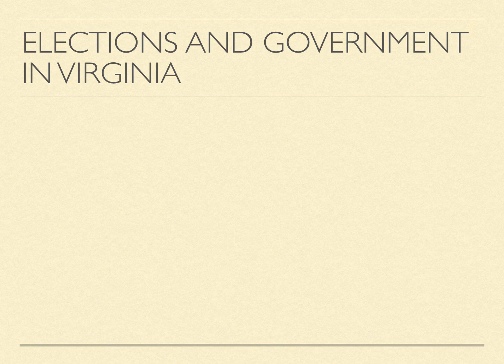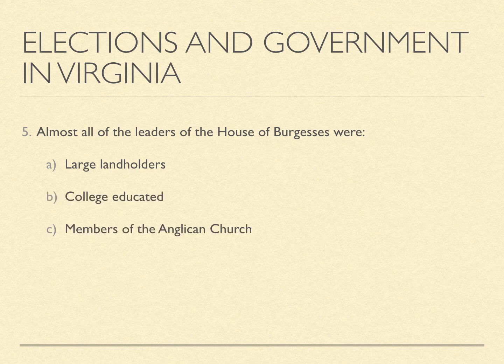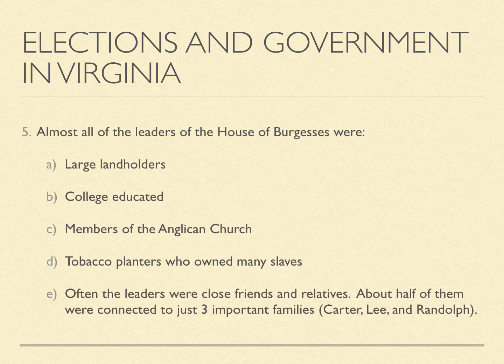So who actually served in this House of Burgesses? Well, they really came from a small segment of the population. The leaders of the House of Burgesses were often large landholders. They were often college educated. They were frequently members of the Anglican Church, which is the Church of England. They were usually tobacco planters who owned many slaves. Many of them were relatives or really close friends with each other. About half of them were connected to just three important families: the Carter family, the Lee family, and the Randolph family. This should give you the sense that leadership in Virginia was only available to a small group of people.